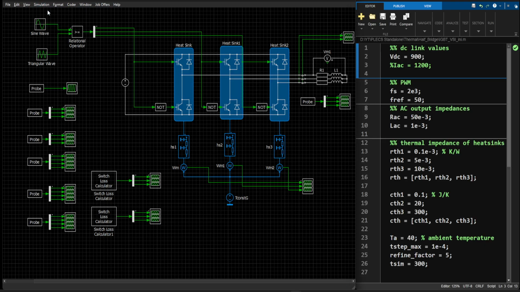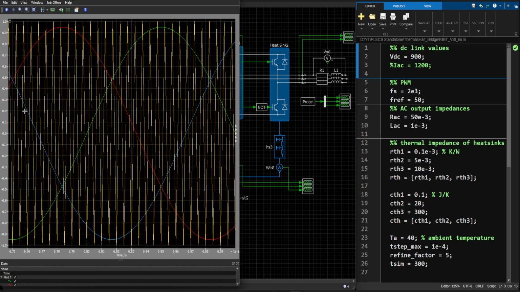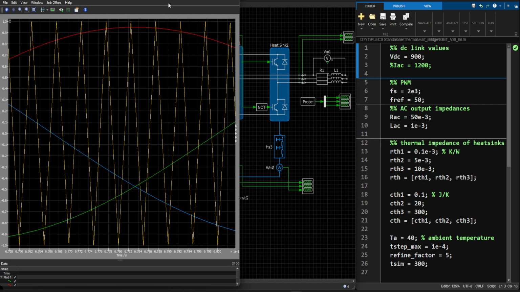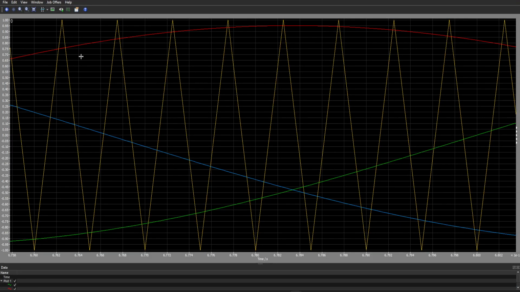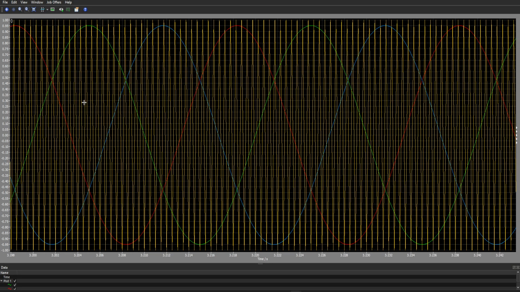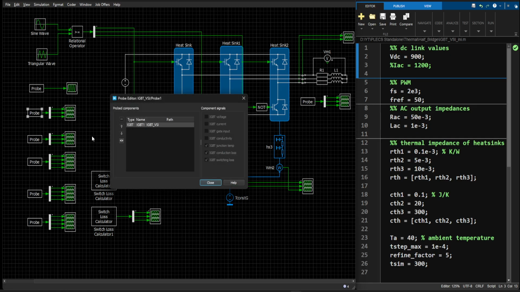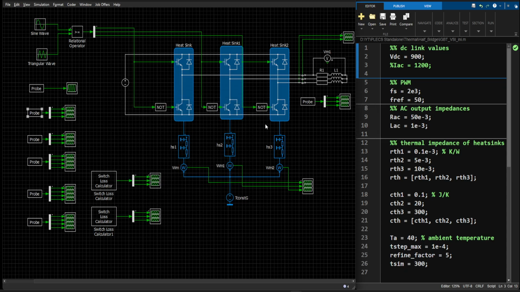Okay, if we run this and everything is fine, it should be running. Let's check our PWM generation. These are the 3 sine waves and the triangular waves all in one. Yes, 95% modulation, so the amplitude is 0.95. Here we have the IGBT junction temperature, conduction losses and switching losses, etc.